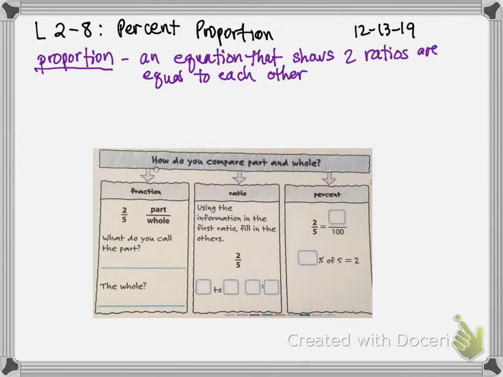Okay, and you've seen this before when you were dealing with, let's say, equivalent fractions. So we know that 1/2 is equal to 2/4. So that's a proportion because both those ratios will simplify down to 1/2. Of course, the ones we're going to solve are going to have a blank spot. So that's the fun bit of being math detectives. So let's talk about a percent proportion.